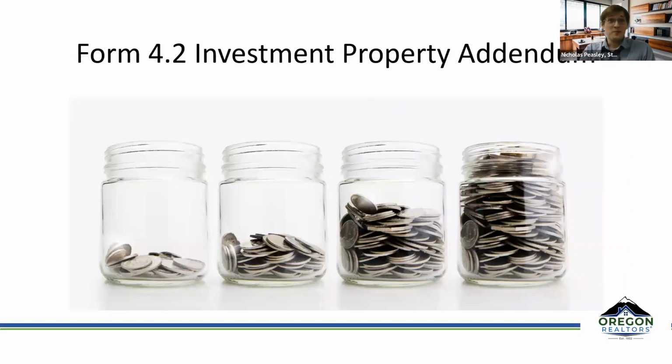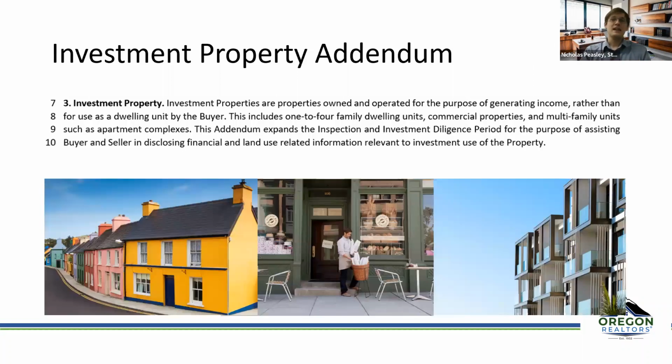Now we're going to talk about Form 4.2. So we finished Form 7.1. Now we're going to talk about Form 4.2. This is the investment property addendum. Investment properties are properties that are owned or operated for the purpose of generating income. These are 1 to 4 family dwelling units, commercial properties, multifamily houses like apartment complexes, all of these things that are just used for generating income.